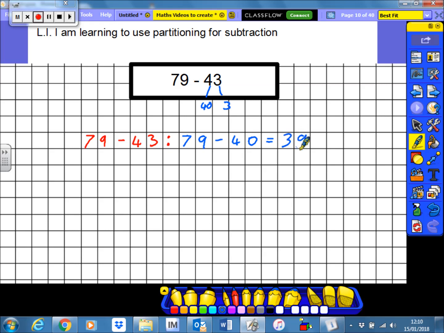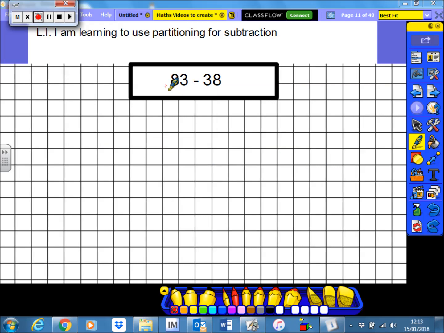Now, we're going to take our answer and we're going to start with that on the next line. So our 39 is going to go down here. So we did 79 take away 40, it gave us 39. Now we're going to take that 39 and subtract the 3. 39 minus 3 equals 36. And that gets us our final answer. So all we had to do was subtract the 40, get our answer, and then subtract the 3 and get our final answer.